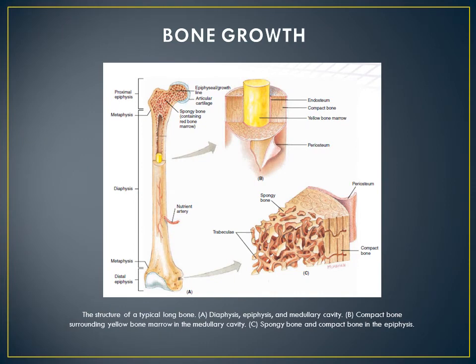In this figure, the structure of a typical long bone. A. Diaphysis, epiphysis, and medullary cavity. B. Compact bone surrounding yellow bone marrow in the medullary cavity. C. Spongy bone and compact bone in the epiphysis.